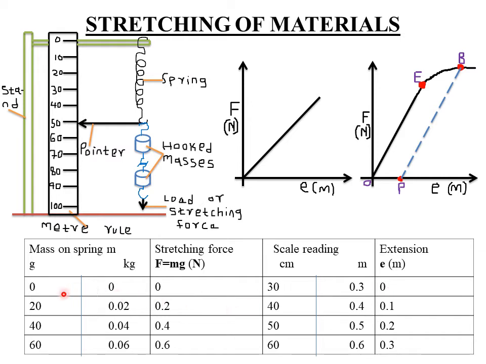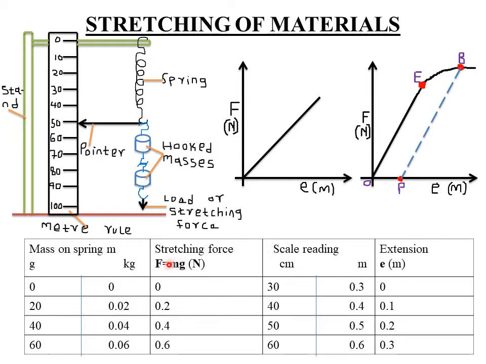In the second step, we now attach one mass, that is a 20-gram mass. When we attach a 20-gram mass, of course we expect the pointer to move slightly downwards due to the weight that has been added. If a mass of 20 gram is added, remember 20 gram is equivalent to 0.02 kilogram, because 1,000 grams are equivalent to 1 kilogram. So 20 grams divided by 1,000 grams times 1 kilogram gives 0.02 kilogram, which is our mass.